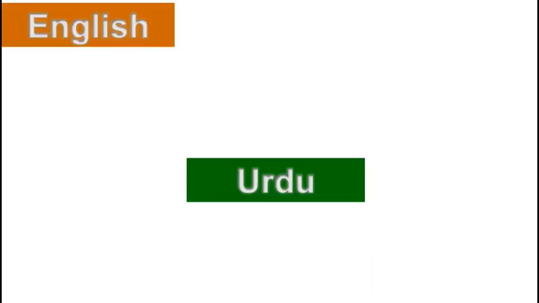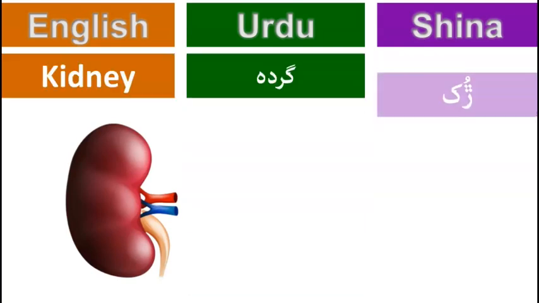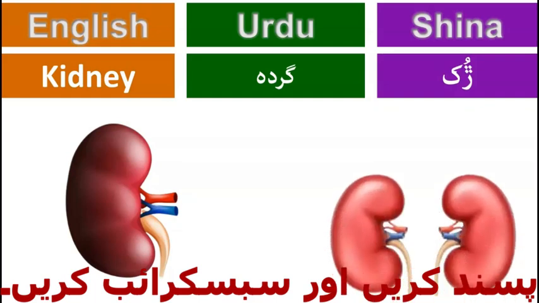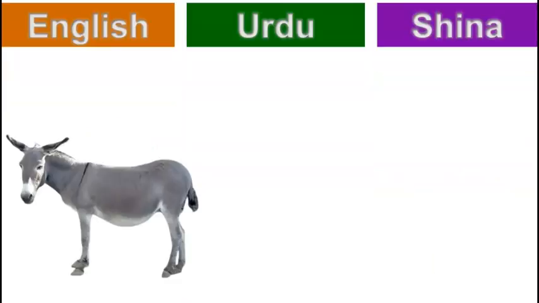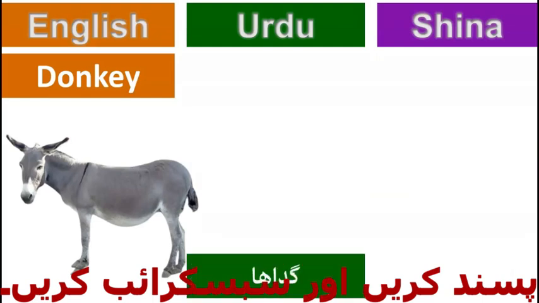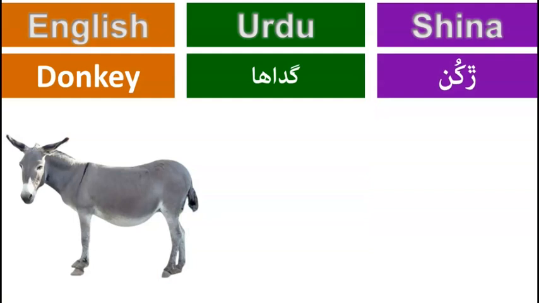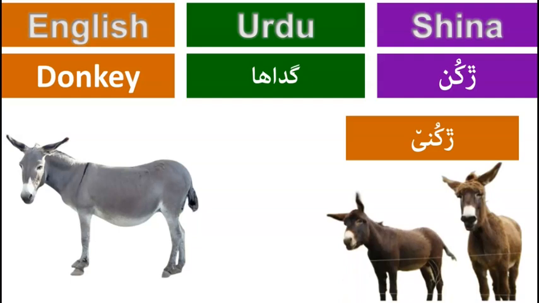So now we are covering a few nouns. Ruk, kidney, gurda. In Shina it is ruk when there is one, singular. When there are more than one, that is plural, ruki. Similarly, next is donkey, gada, rakun. When more than one, donkeys in English, and in Shina, rakuni.